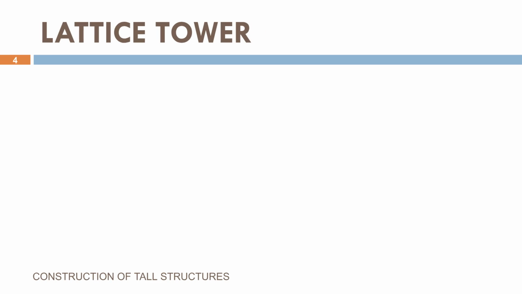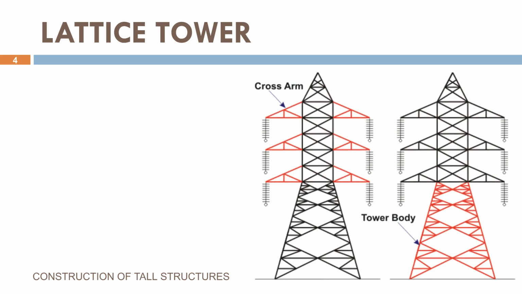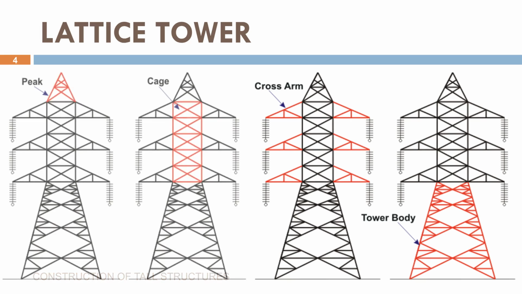Here we see the arrangement of the different parts of a lattice tower. Observe how the steel members form a triangular framework. Triangular shapes are commonly used because they provide excellent stability and efficiently transfer loads. The cross arms support the conductors, while the legs transfer all loads safely into the foundation. Understanding this arrangement helps engineers during fabrication, erection, inspection, and maintenance of transmission towers.